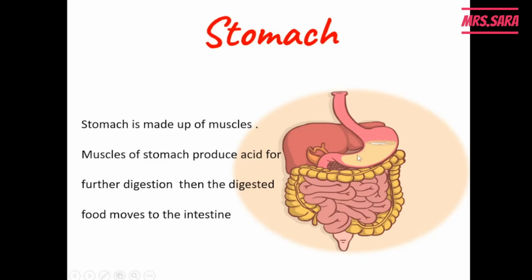Can you see this liquid in the stomach? This yellow liquid in the stomach? This is the acid of the stomach. This acid helps in further digestion of the food that you swallow. And then the stomach sends this digested food to the intestine. This part is the intestine in your body.